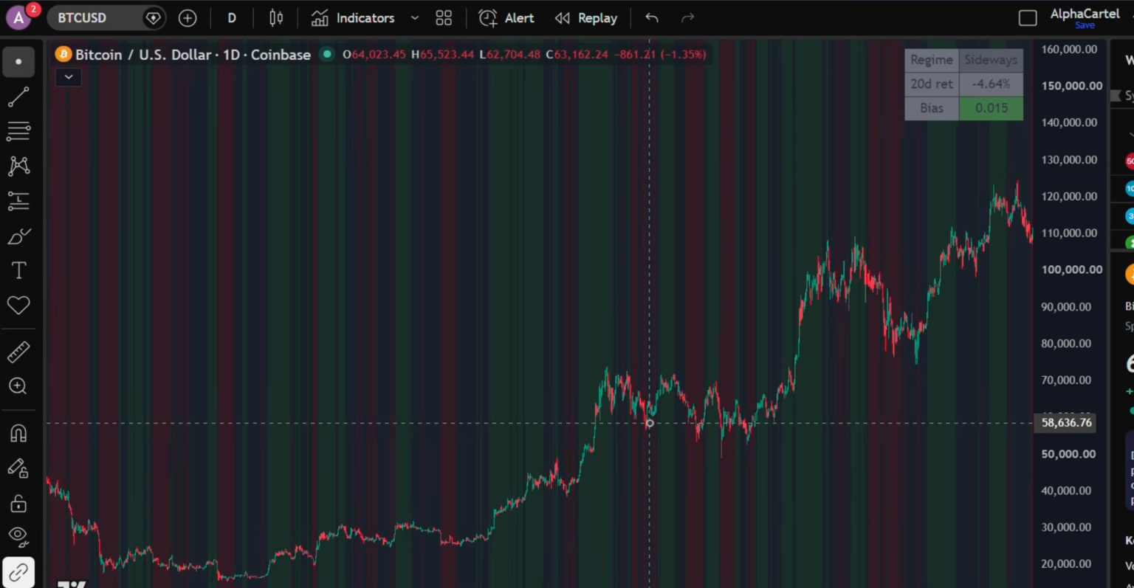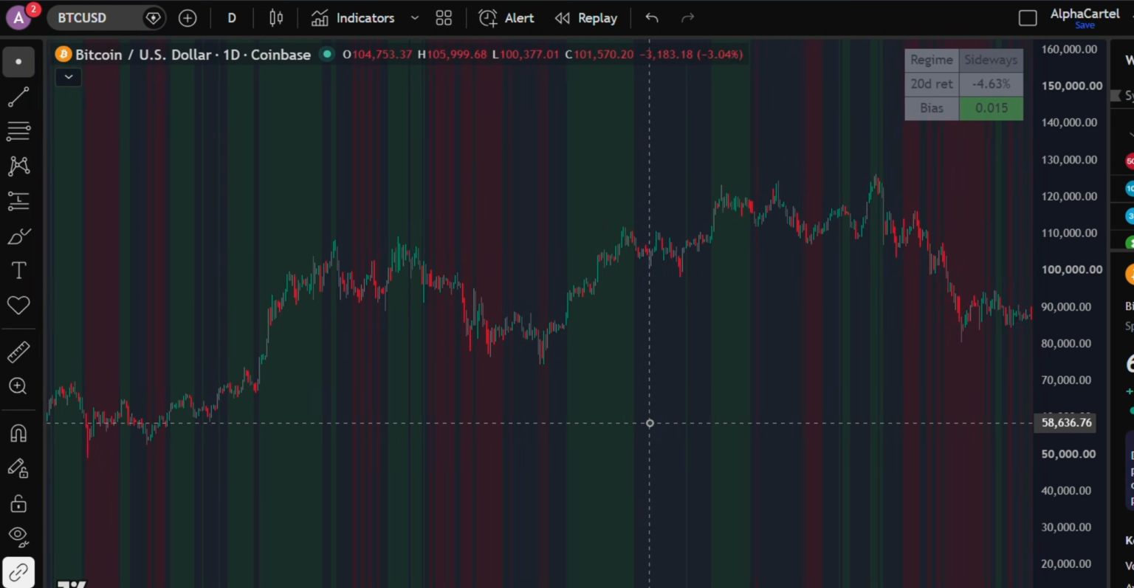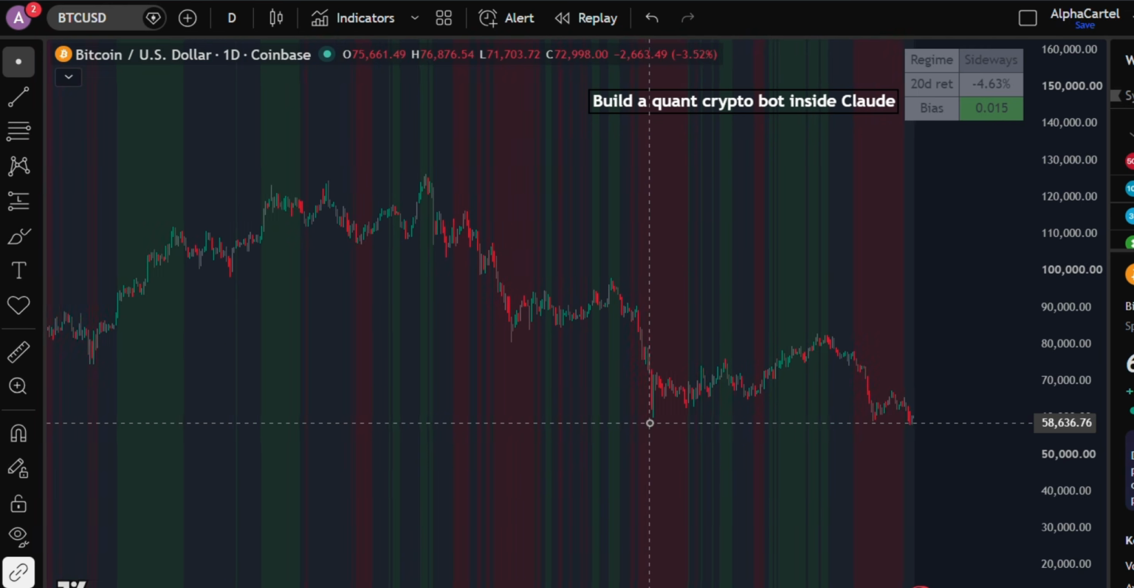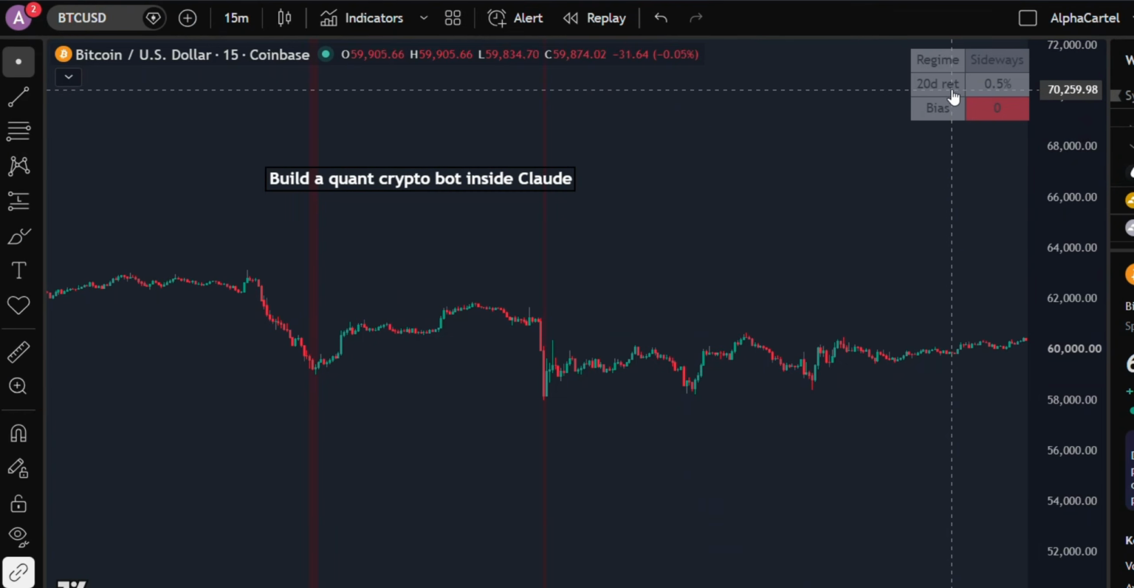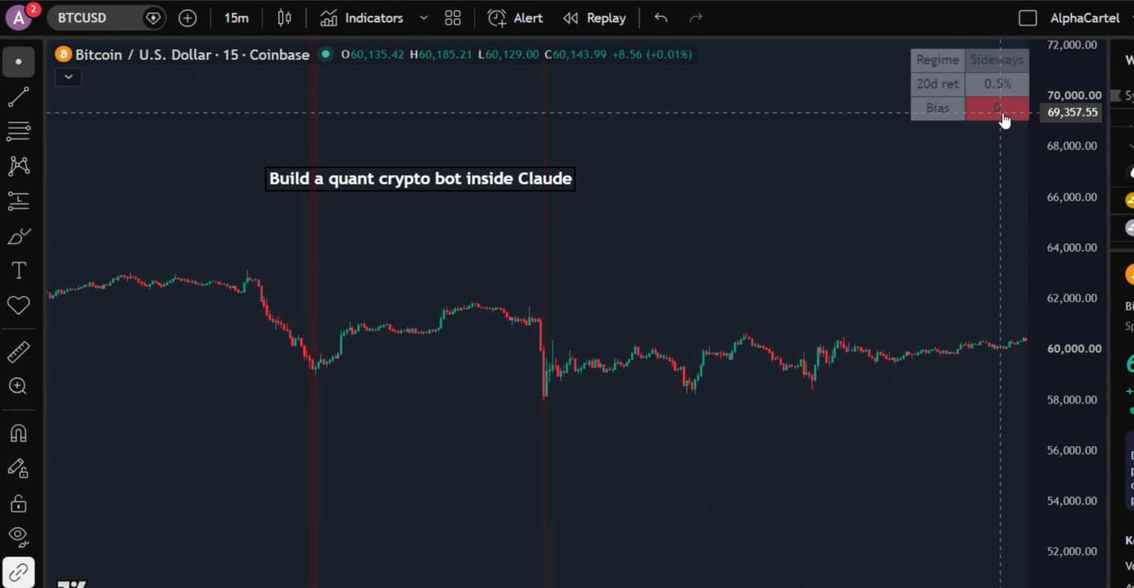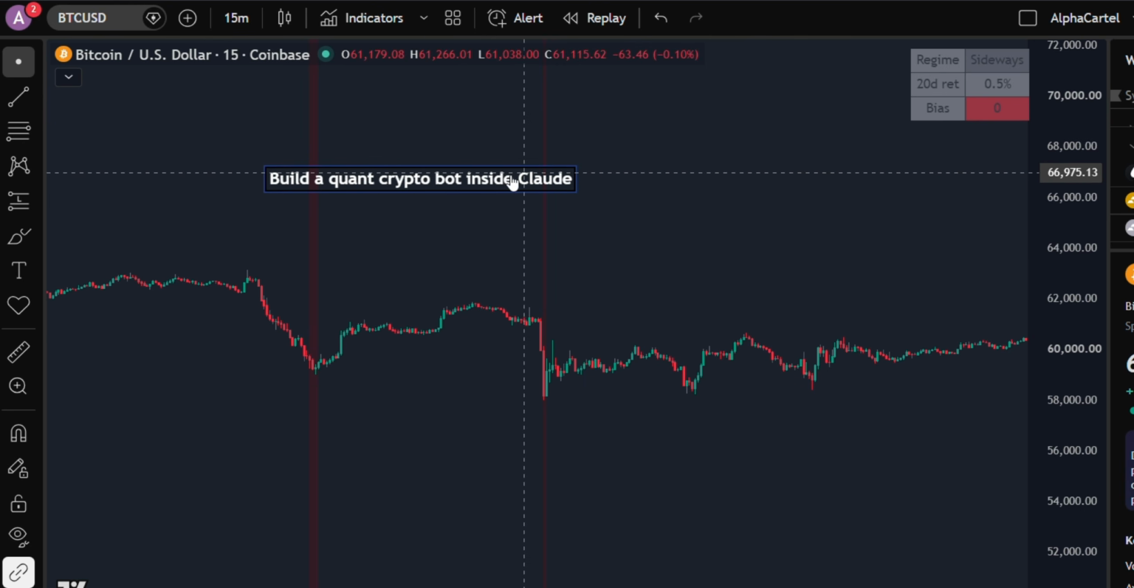Look at the last 20 days. Up 5% or more? That's a bull day. Down 5 or worse? Bear. Anything in the middle? Sideways. Run that rule across all of Bitcoin's history, and every single day gets a label, automatically.